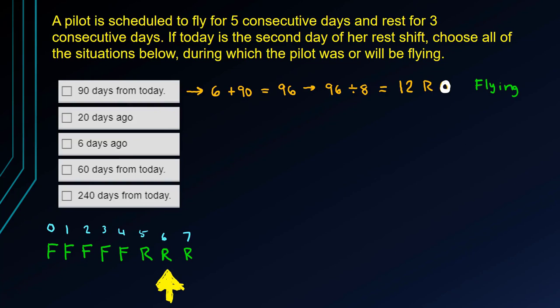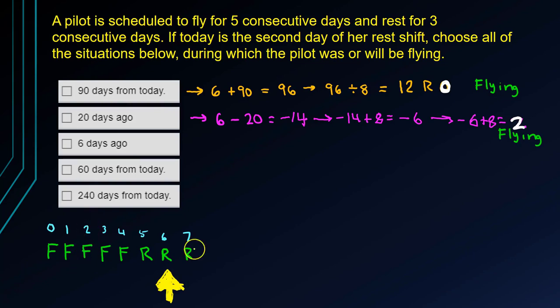In the next instance, 20 days ago, I'm going to start with that starting day of 6 and subtract 20 from it, giving me a negative 14. Now it's a negative number, and I need to at least get a positive number. So I take this negative 14 and add 8 to it to get a negative 6, which is still negative. I add another 8, because that's the modulus number, which gets me to 2. So that's the first positive number that I get, modulus 8. And so this would be congruent to 2 modulus 8, and therefore this 2 tells me that, because it corresponds with the flying day down here, this would be another day that the pilot is flying.